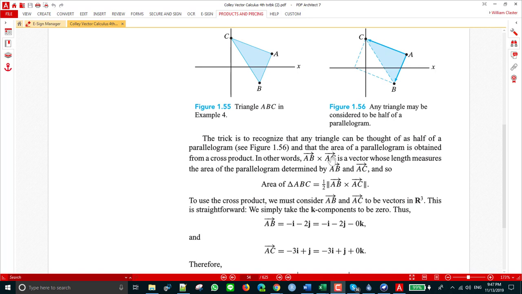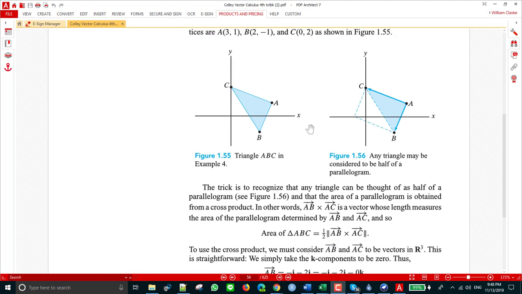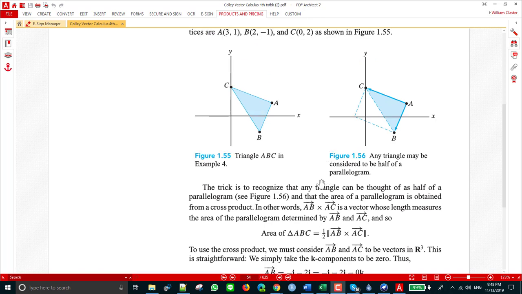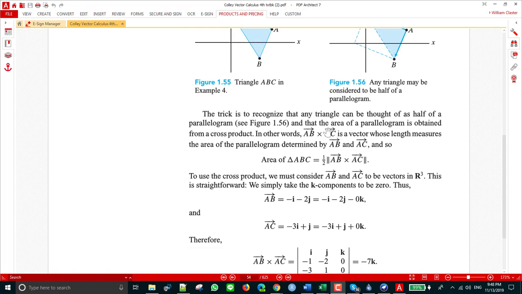then going back to this, we have these 3 points. So in order to find the area, we need to find AB. We have A, B, so we need to find the vector that connects them. And we need to find AC. So they do that here. AB is, so now they say, what do they say?